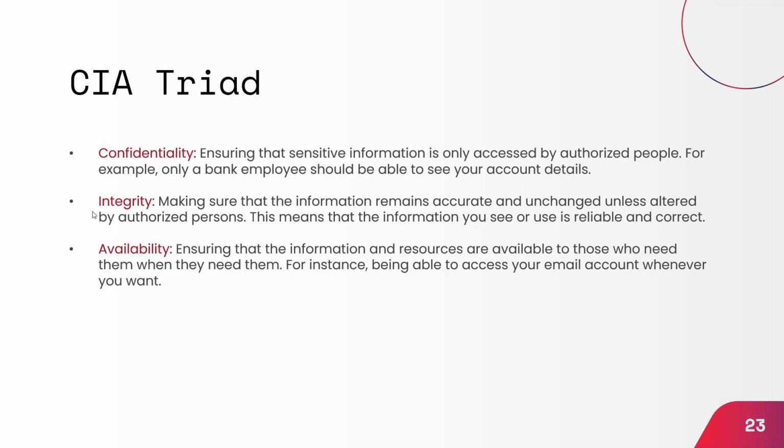One is confidentiality. We need to ensure that the information, which is in three different stages or wherever it is available, is only accessible to authorized people. If someone, maybe an unauthorized person, is able to access that information, there is no confidentiality. It means ensuring that sensitive information is only accessed by authorized people, like only a bank employee should be able to see your bank account details.